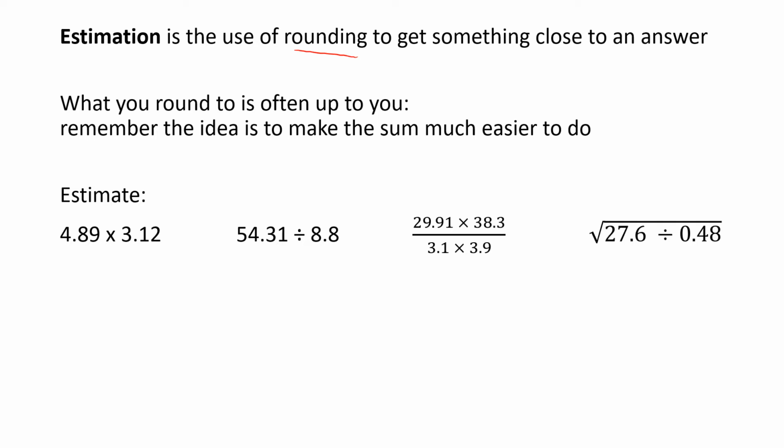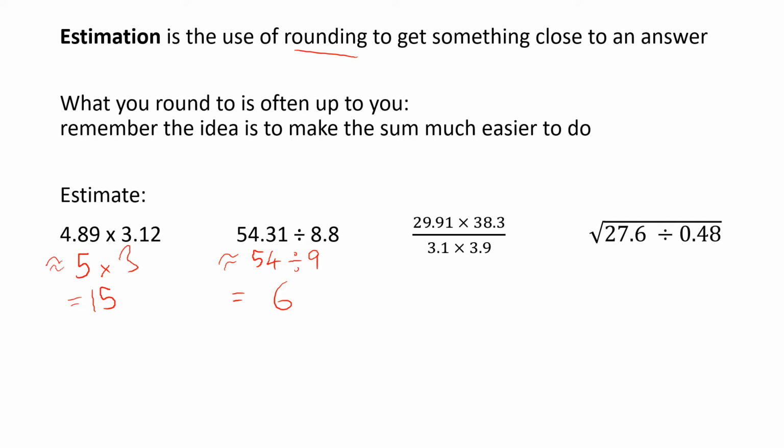If I had 4.89 times 3.12, I would change that to 5 times 3. Now we tend to use this little squiggle equals sign to show that we've done an estimation because those are not equal to each other, and then we can say that our estimation is 15. This one here I would probably change to 54 divided by 9 because I know that goes quite easily. I'm always trying to come up with a sum where it divides nicely. Essentially, you want this to be something you can do in your head.